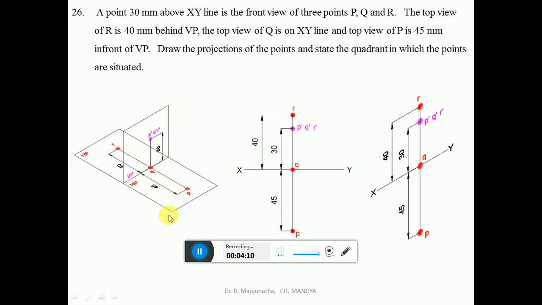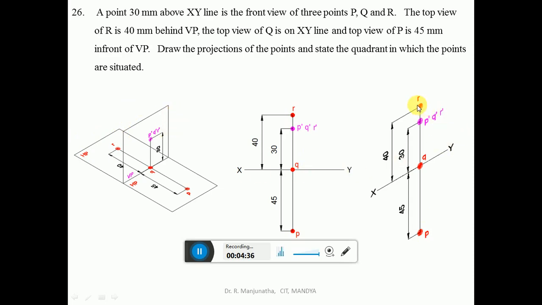Since you have the first quadrant as well as the second quadrant, when you rotate this HP down, the image of top view of P will go below XY line, which we can see here. And the image of R in HP will go above XY line, as in the second quadrant HP is rotated to the top. So the image of R will go here.